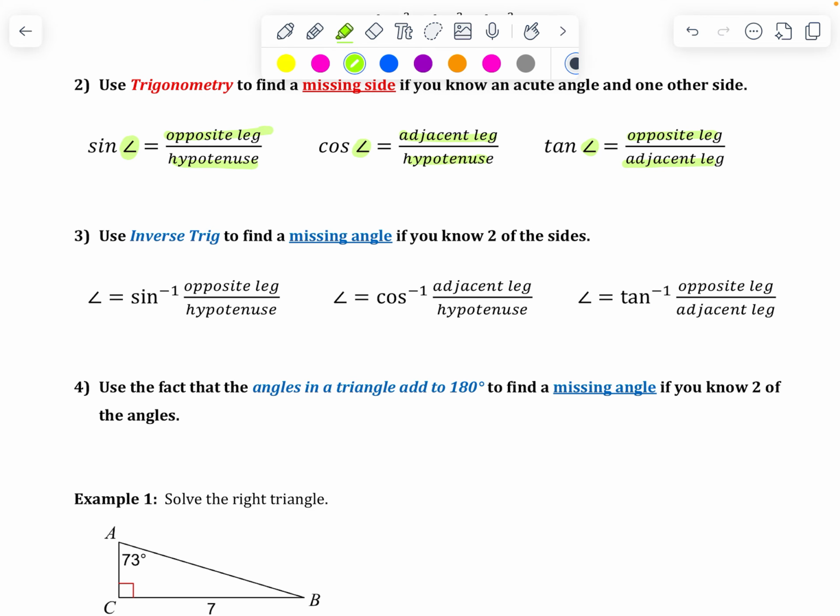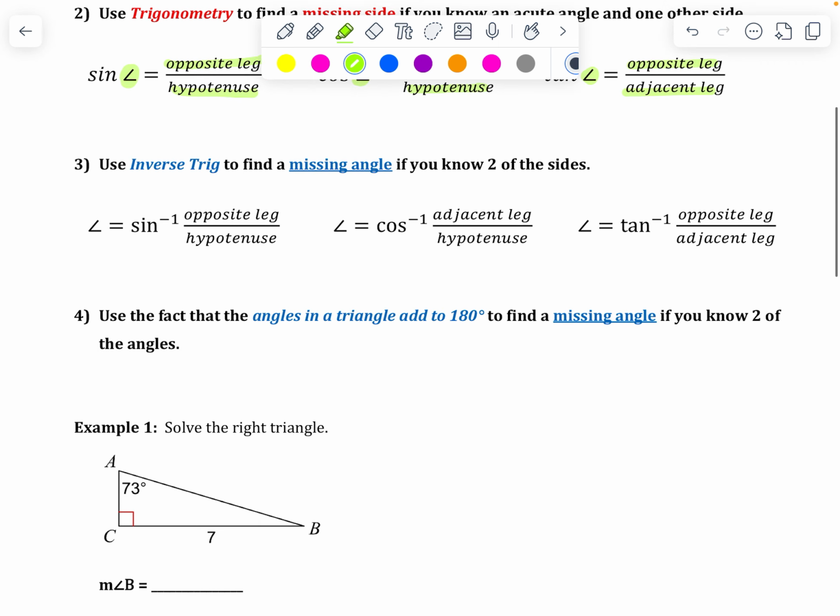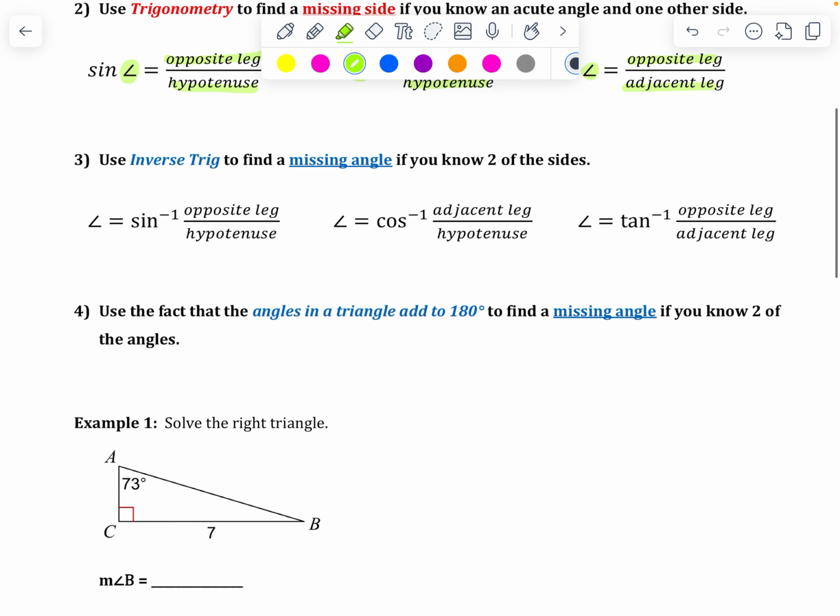Now, if we're solving for missing angles, we can either use inverse trig or we can go back to semester 1 and use the fact that in a triangle, if you add up all 3 angles, they should add up to 180. So options 3 and 4 are the ways that you can solve for missing angles.